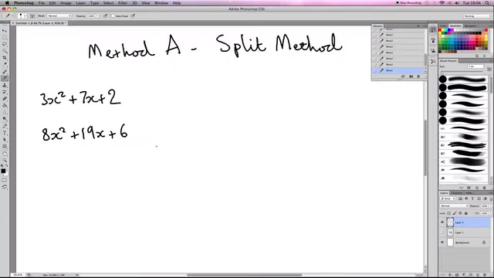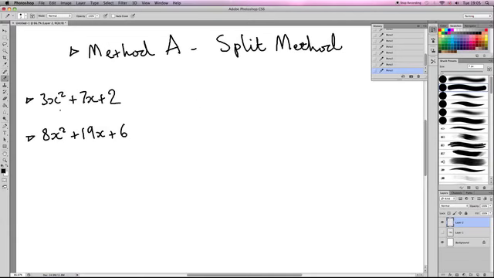Alright, this is the first video on the factorizing quadratics methods I had in that class. We're going to go through method A in this video. I'll call it method A, but the formal name is actually the split method. I'll tell you why. We'll go through the example that was on the piece of card and another one that was from another method, method B, but we'll get to that.